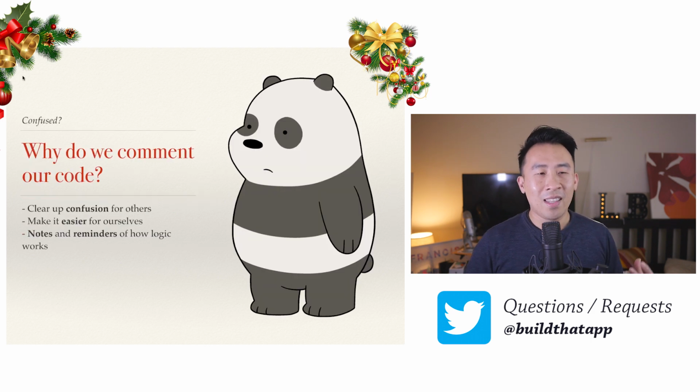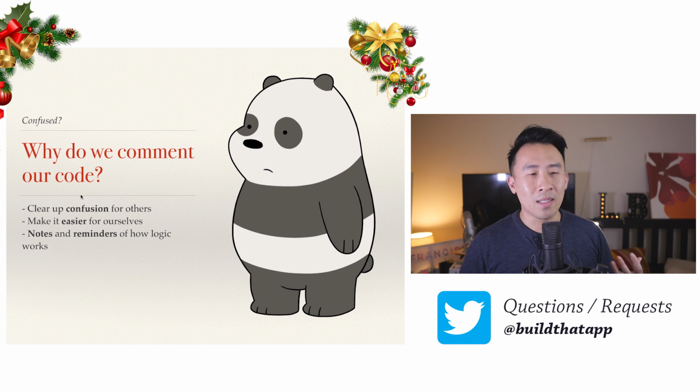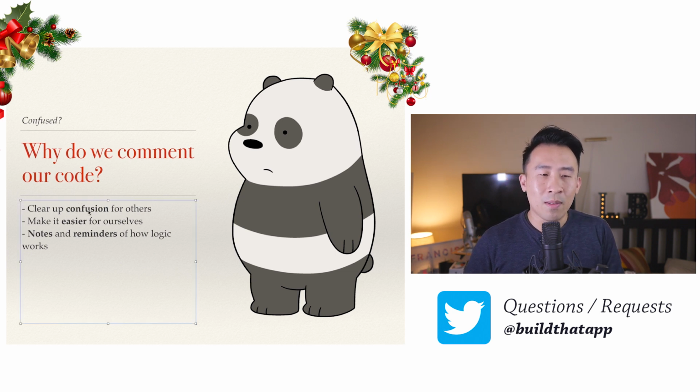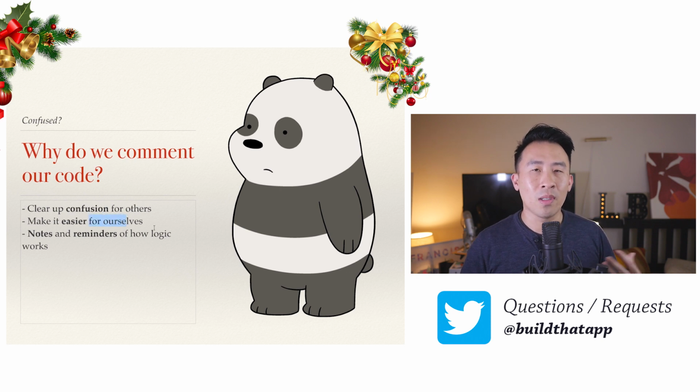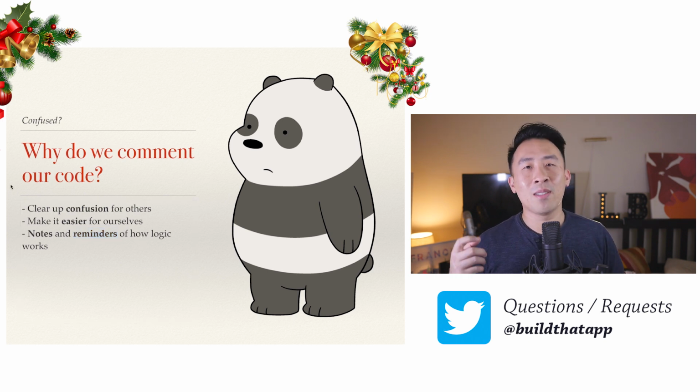So moving on, the question I would like to answer first is why do we even comment our code in the first place? And I think the answer here is we're really trying to clear up the confusion that can arise when others are looking at our code. And the other thing is that we want to make it easier for ourselves whenever we revisit our code in the future. And we want to make sure that we have notes and reminders inside of our program so that we can quickly remember how the logic was implemented. And so everything sounds pretty good, right? These reasons are pretty legit and they are pretty valid for commenting your code.